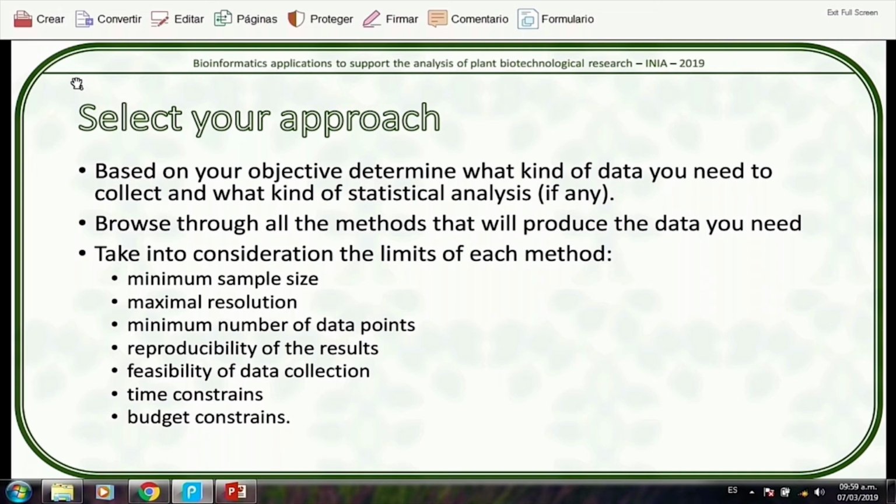So first, based on your objective, determine what kind of data you need to collect and what kind of statistical analysis, if any. This is extremely important. We talked about how the objectives need to refer to something measurable. So if they are related to something measurable, you need to know what kind of data you're going to get. This is the most crucial part. Understand the kind of data you're going to get.